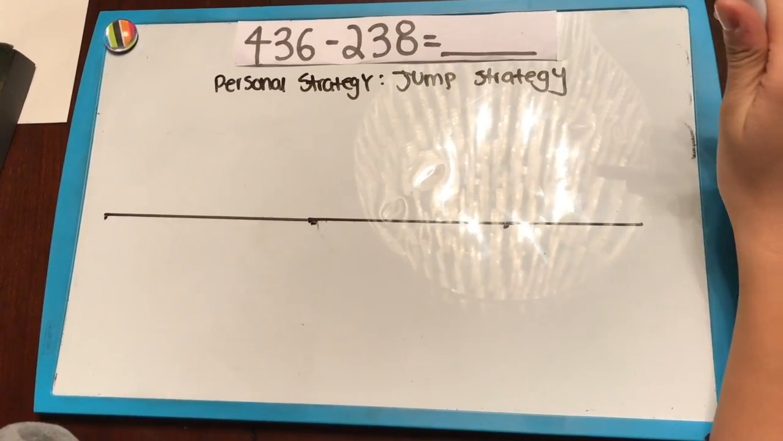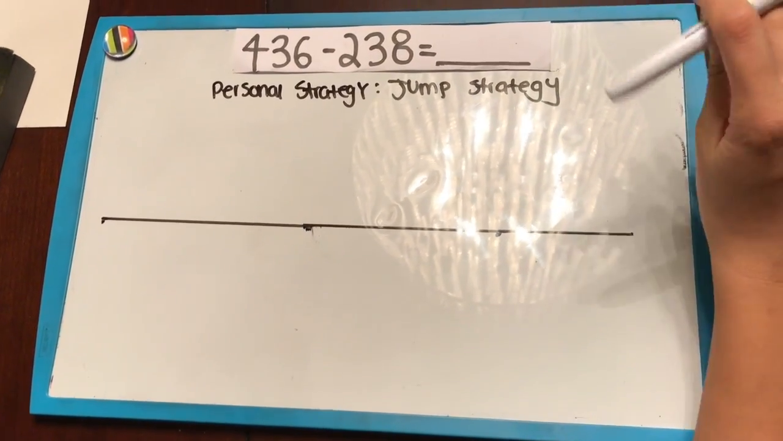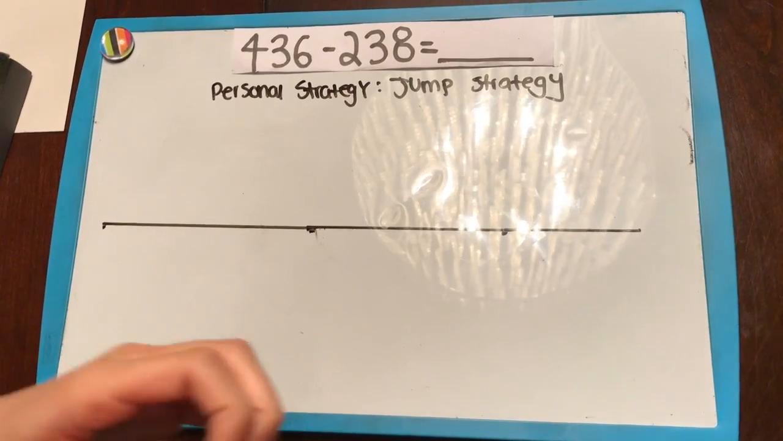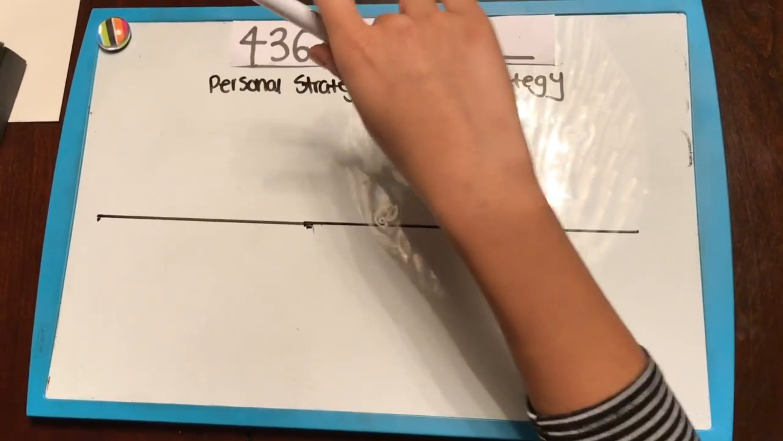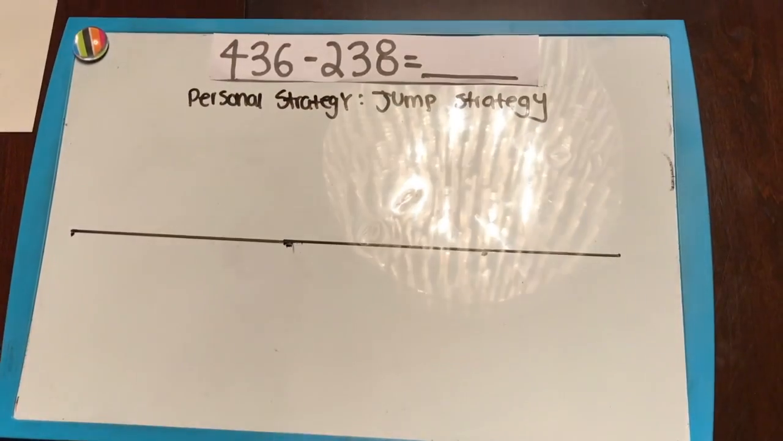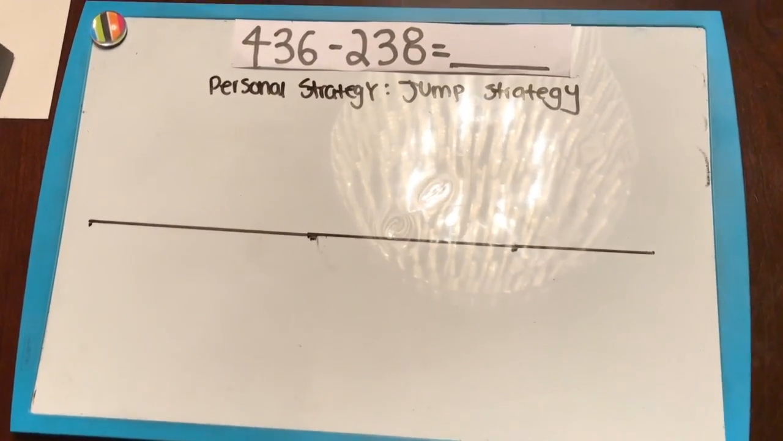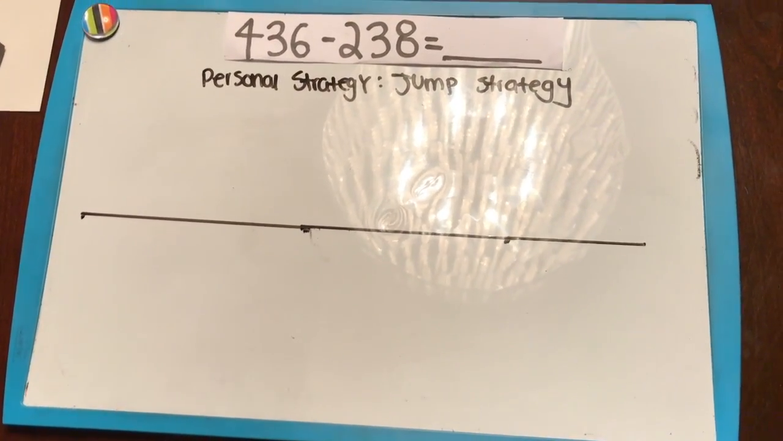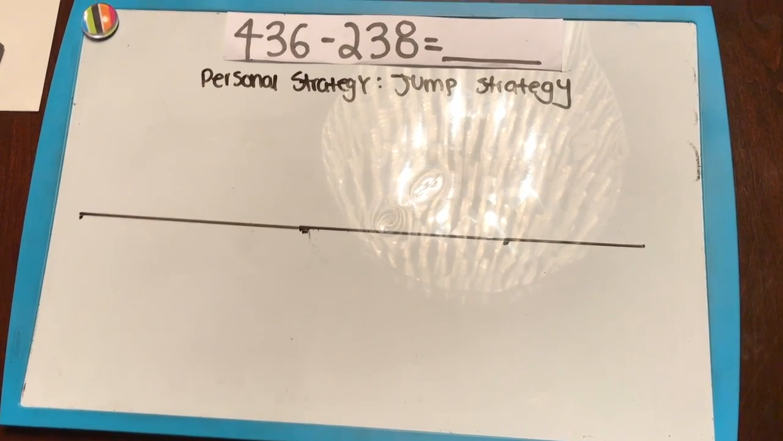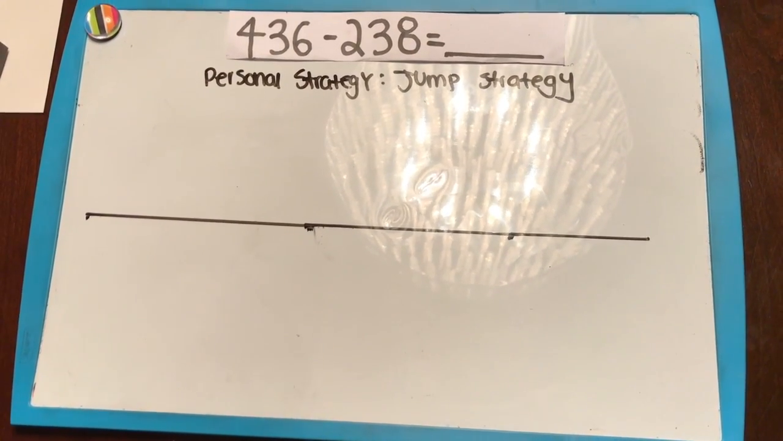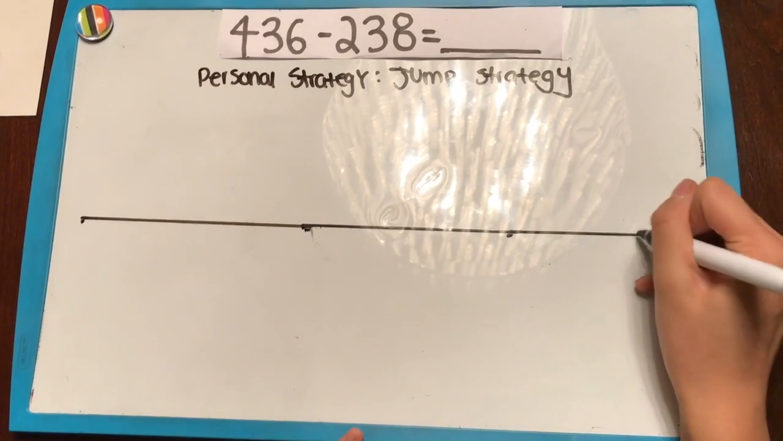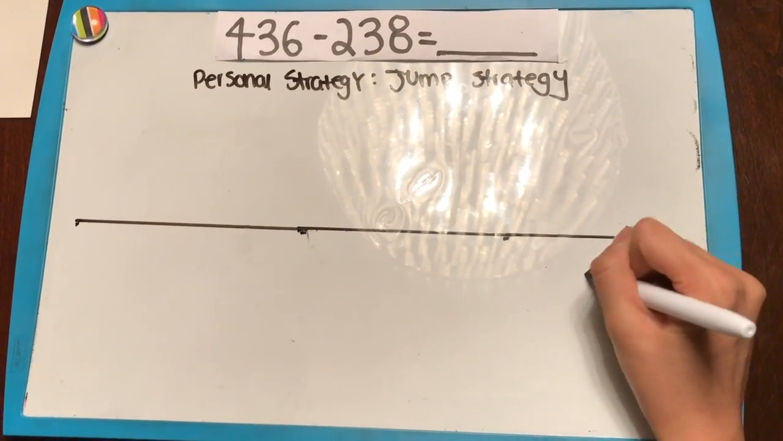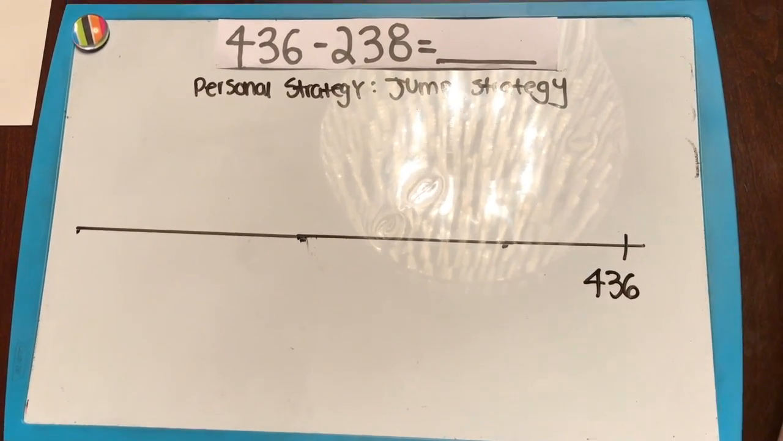For my personal strategy, I'm going to use this jump strategy, and I will use the takeaway approach. I'm going to start with my minuend on one end of the number line, and I'm going to jump back enough numbers to equal my subtrahend, 238. After all my jumps add up to 238, I will have received the answer for my subtraction equation. To begin, I will write 436 on one side of the number line.